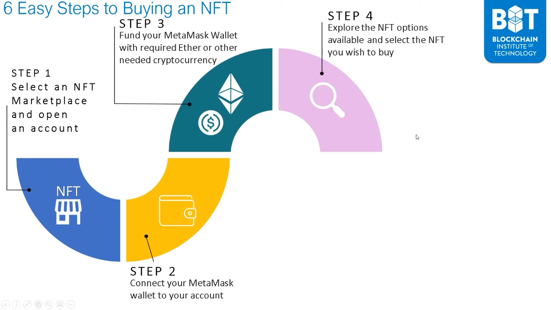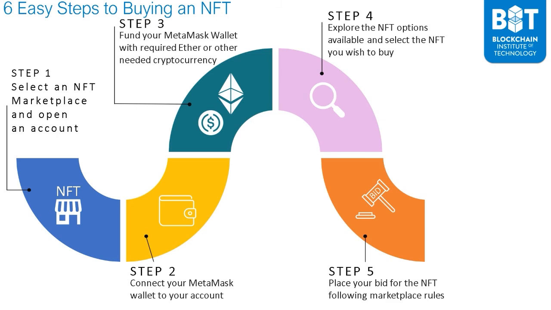The next step is to explore the different NFTs that are available. You will have a lot of opportunities to look at different NFTs that people have been listing for sale, and you can select whichever one you want to buy. Once you find an NFT you want, you place your bid for the NFT following the marketplace rules. NFTs are sold on an auction basis in most cases, and what you do is you bid for the NFT and it goes through an auction process.